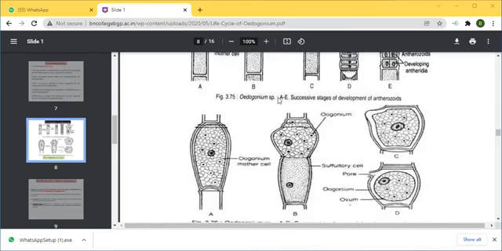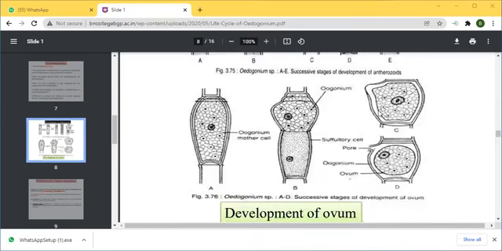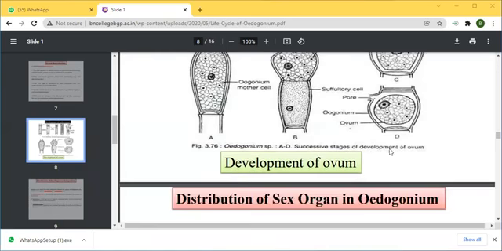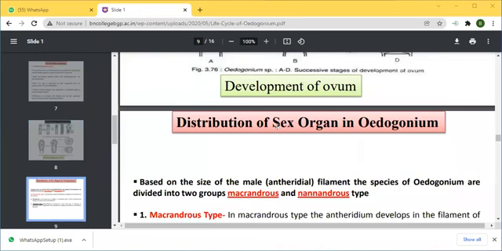See, this is the antheridium development and oogonium development. This is a filament, and the oogonium mother cell divides to form the oogonium. Next to the oogonium, the cell is called the suffultory cell or supporting cell. After that, you can observe the oogonium development. The ovum is also present in the oogonium. This is the sexual reproduction in Oedogonium.